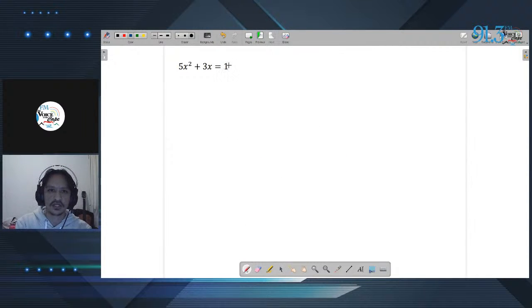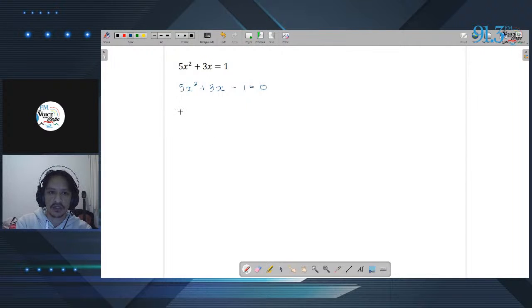So first things first, I'll go 5x squared plus 3x minus 1 equals 0. Right. So we know we're unable to factorize it because in the question they asked us to round off to 2 decimal places. So we need to use the quadratic formula.